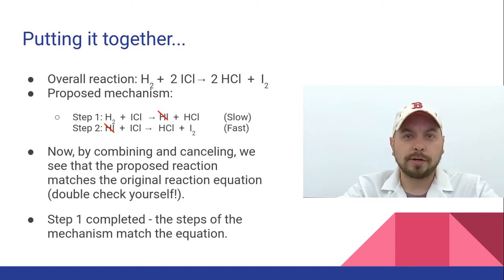So if we cancel out that intermediate, we add up everything on the left side of the arrows. You'll see there's 1 hydrogen and 2 ICls. That matches our stoichiometry of reactants in the overall reaction. On the product side, you'll see that we have 2 HCl's and 1 I2. Well, that also matches the overall stoichiometry. So this reaction mechanism checks off 1 box of our 3. The stoichiometry of the proposed mechanism matches the stoichiometry of our target equation.